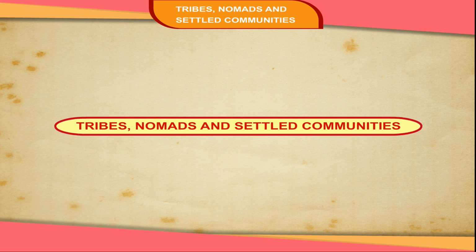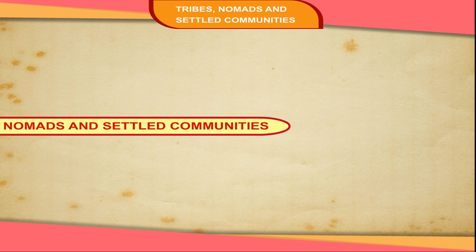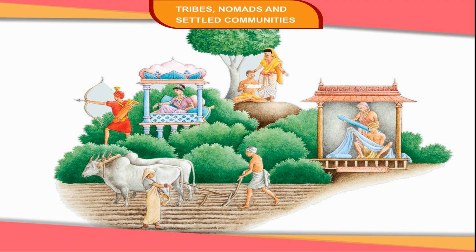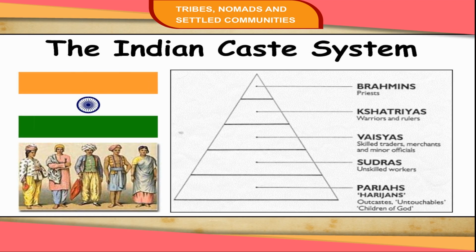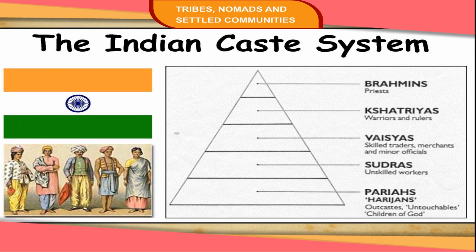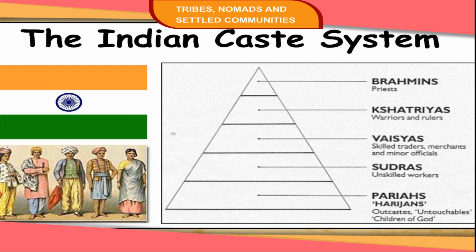Tribes, nomads, and settled communities. Many historians have accepted the notion that caste divisions in society are a uniquely Indian feature. However, unequal caste divisions are to be found in the history of most nations. These divisions are not uniquely Indian, as commonly believed, though the caste system is specifically Indian.